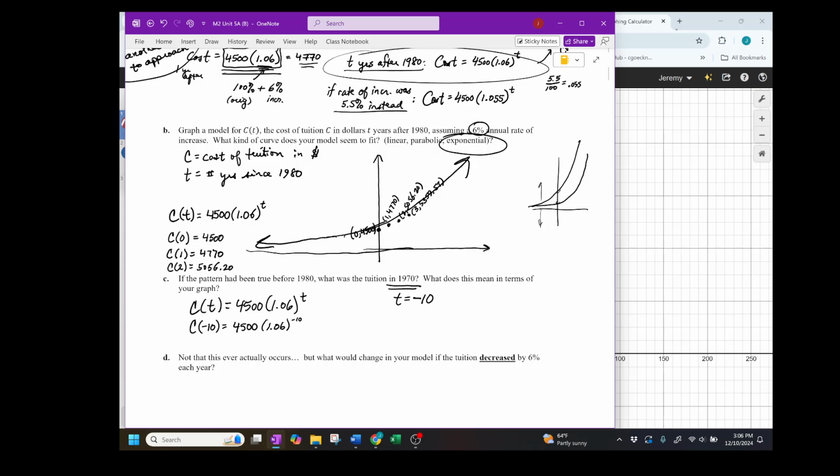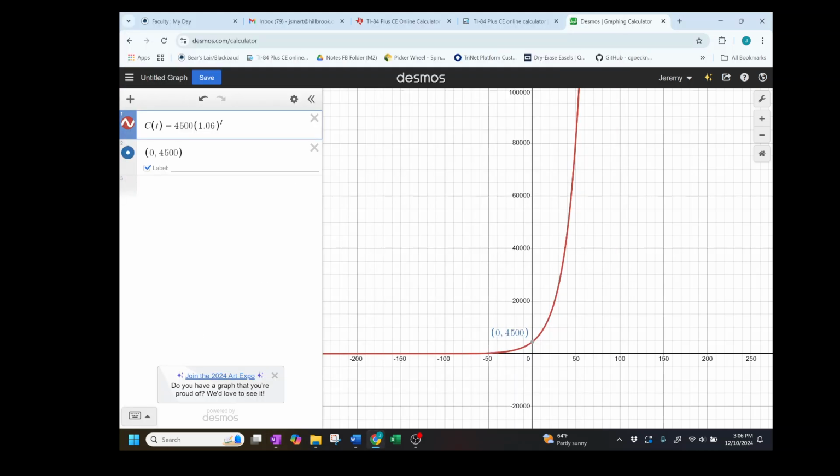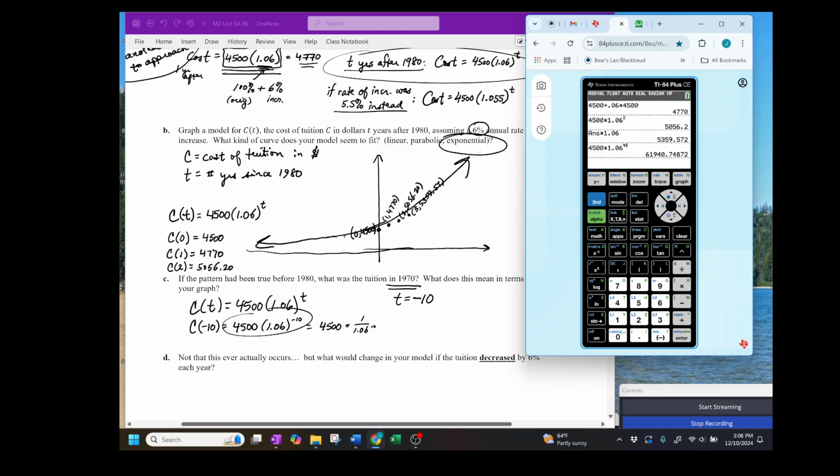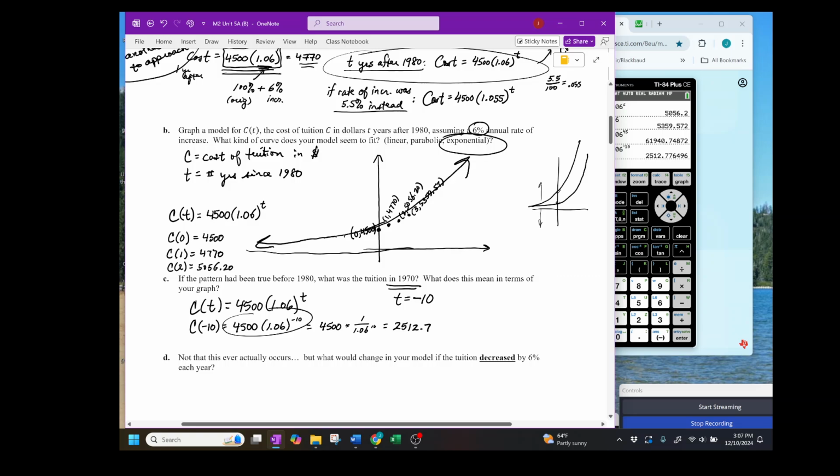Remember, negative exponents mean the same thing as this: it's 4,500 times 1 over 1.06 to the 10th. So you could type it in like that, but the calculator can handle this. So let's go ahead and dig up that calculator again. It's going to be 4,500 times 1.06 to the -10th. Enter. So it's 2512.78. So in 1970, that's how much the tuition would have been.